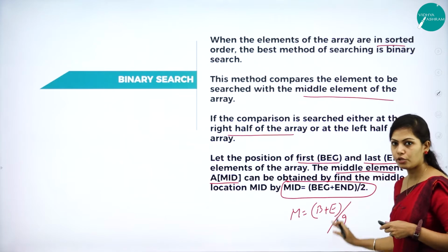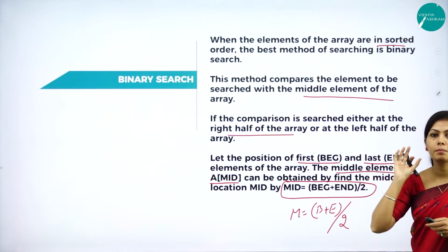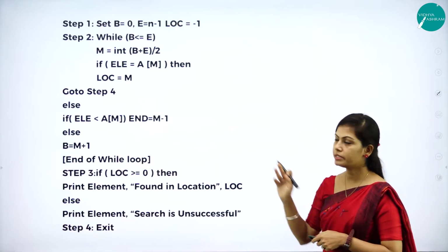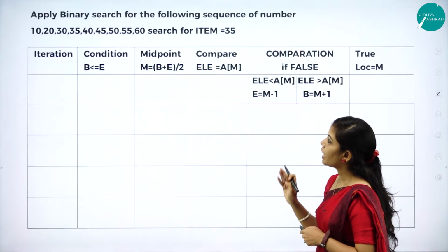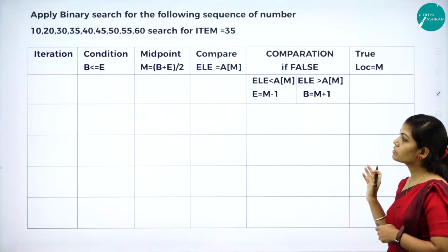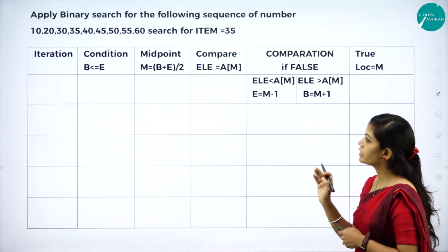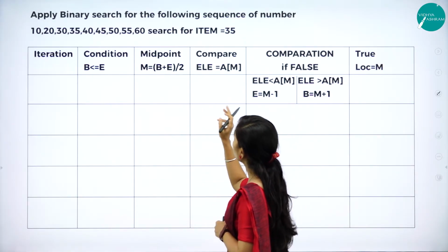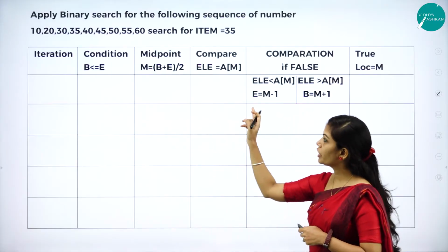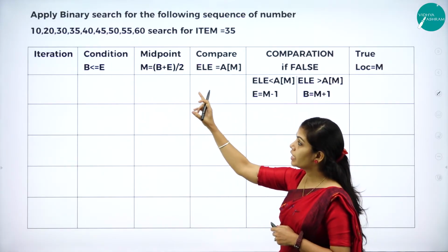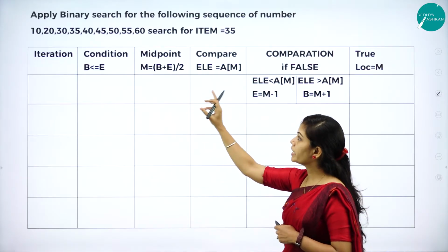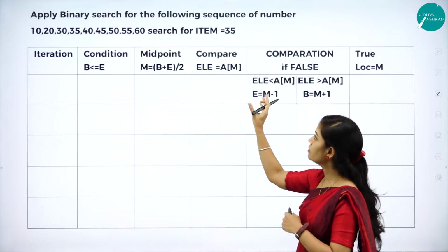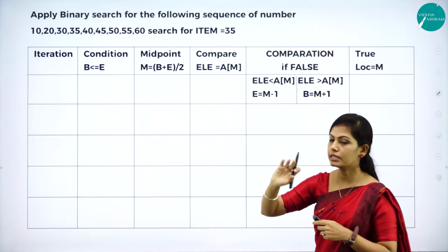Using the midpoint value, we can find a particular item in a given array. First, I will show you an example problem, then we will understand the algorithm. Apply binary search for the following sequence of numbers: 10, 20, 30, 35, 40, 45, 50, 55 and 60. Here we are going to search for the item 35. The elements are already in sorted order, that is, ascending order.